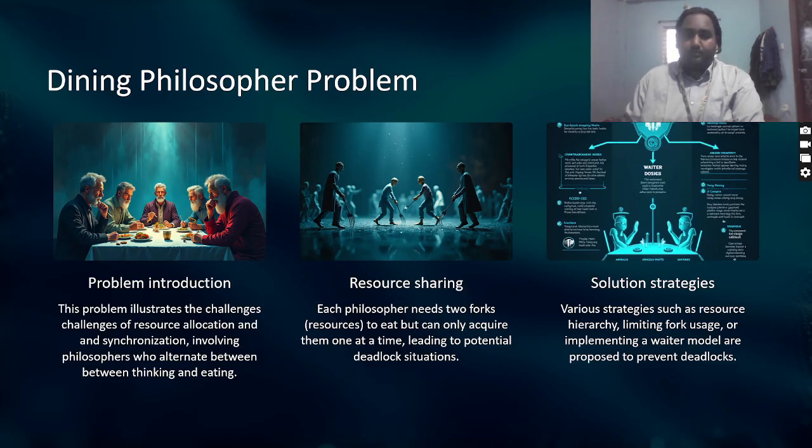Dining philosophers problem. This problem illustrates the challenges of resource allocation and synchronization involving philosophers who alternate between thinking and eating. Resource sharing. Each philosopher needs two forks or resources to eat but can only acquire them one at a time, leading to potential deadlock situations. Solutions. Various strategies such as resource hierarchy, limiting fork uses, or implementing a waiter model are proposed to prevent deadlocks.